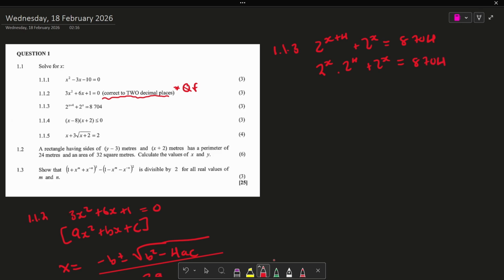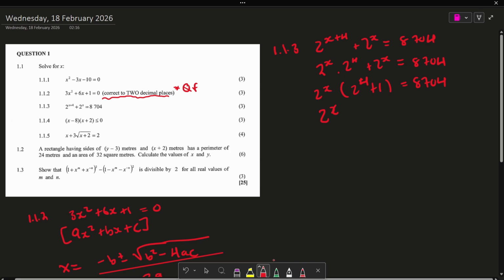2^4 · 2^x + 2^x = 8704. Always ensure that the numbers are on the right. In this case, it's already there. And then we can take out our common factor, and we're going to be left with 2^x(2^4 + 1), because we just took out 2^x. Then from here, what is 2^4? It's 16, and then we add 1, so it's going to be 17. So this essentially becomes 17.